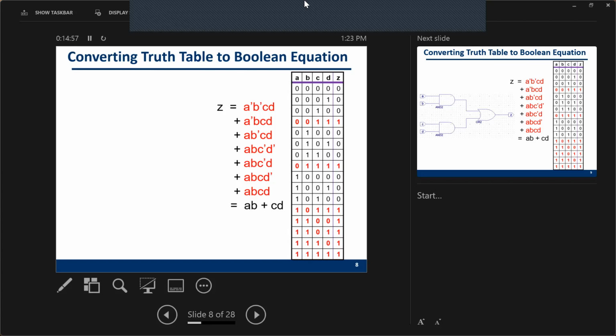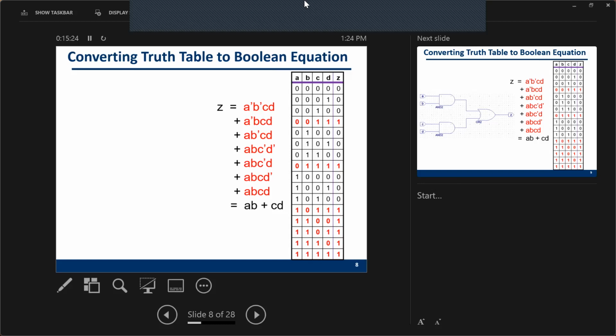And then we can pick up all the rows that can generate 1. We have 1, 2, 3, 4, 5, 6, 7. We have 7 terms, and then we can sum them together. And then we can apply those laws, for example, the identity law. Eventually, we can simplify the Boolean equation into this one.